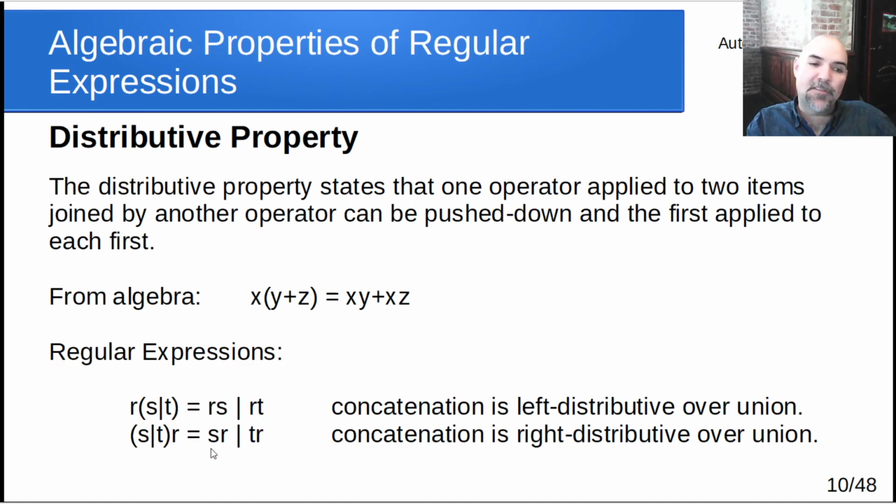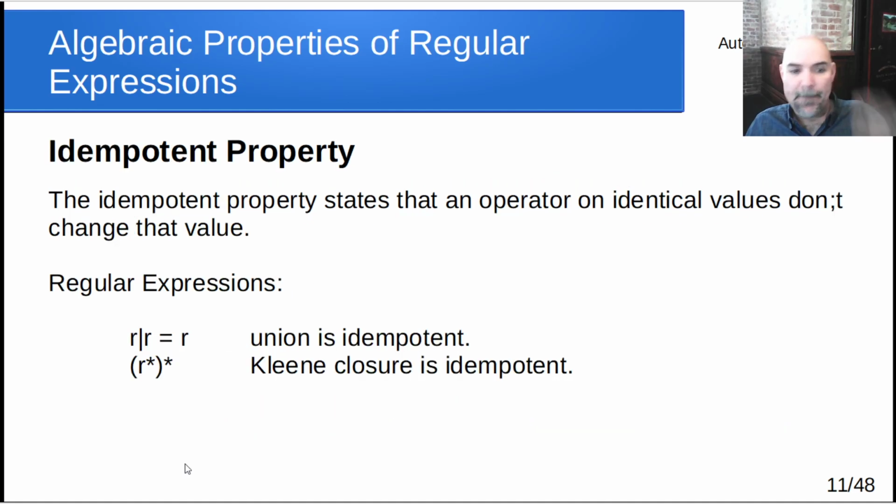Notice that's a little bit different than algebra, because in algebra it doesn't matter if we say x times y or y times x, we get the same value. But concatenation, remember, not being commutative, gives a different result whether we do left distribution or right distribution. But both of those hold true. We can distribute in a left distributive way or a right distributive way. Okay.